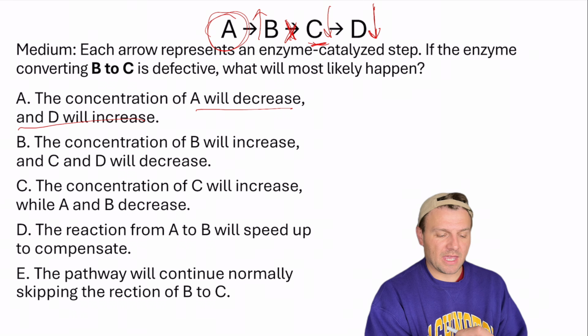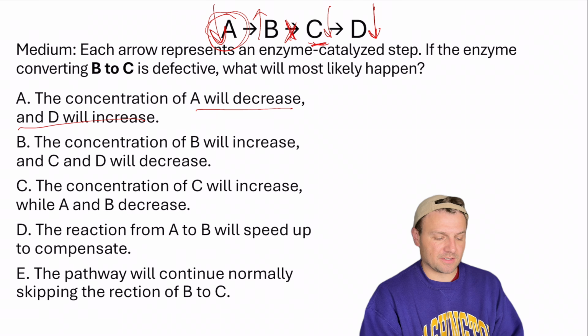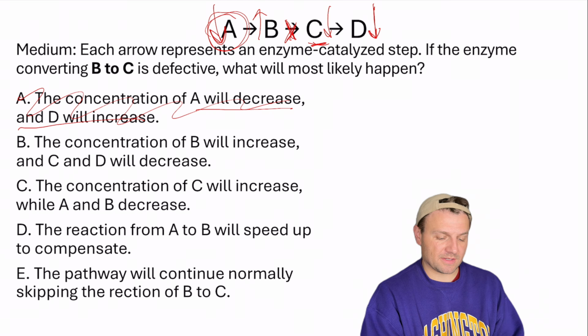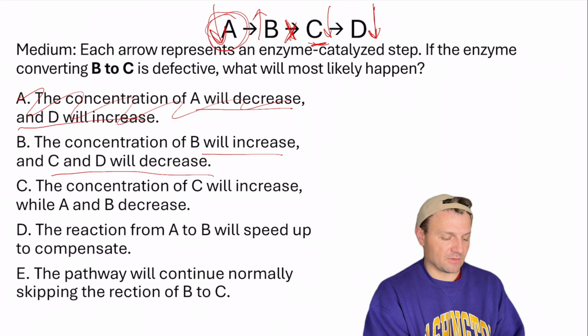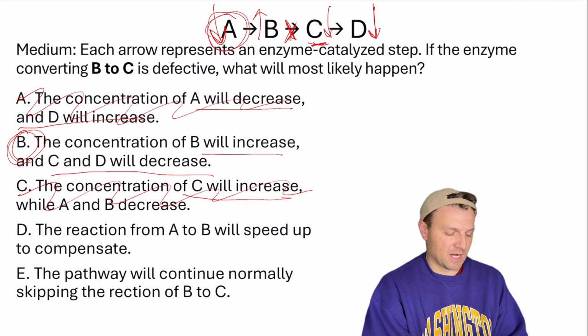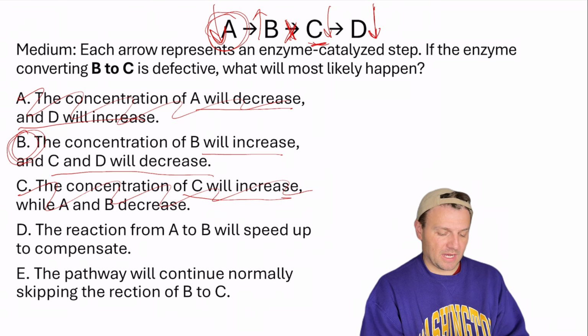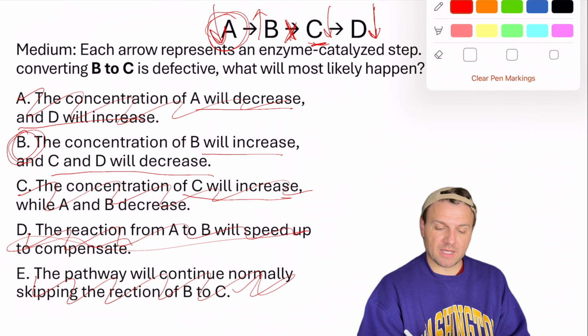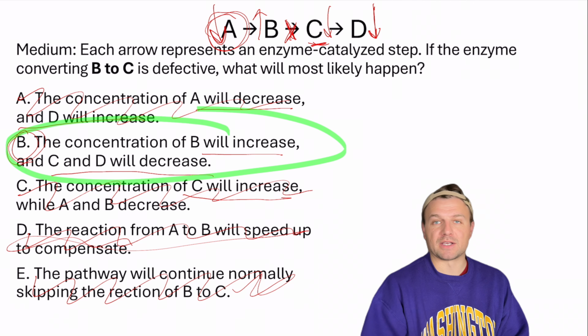We didn't really talk about A. A will actually also decrease, but D is not going to increase. B, the concentration of B will increase, that sounds right, and C and D will decrease. That sounds like our answer. C, the concentration of C will increase. Nope, exact opposite, I can stop there. D, the reaction from A to B will speed up to compensate. Nope, that's not going to happen. And then E, the pathway will continue normally, skipping a reaction of B to C. No, that's why in this case, B is the best choice.